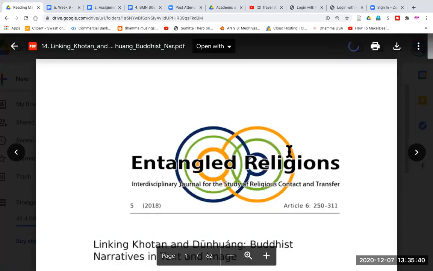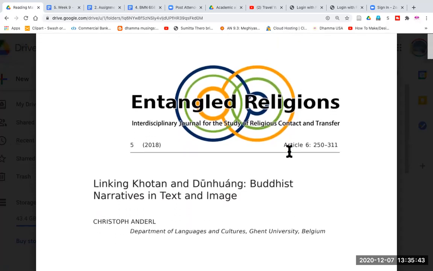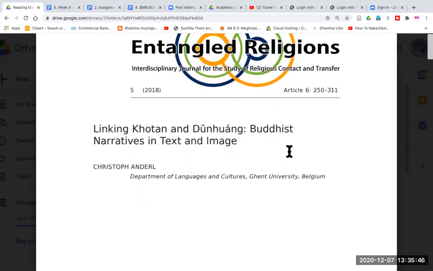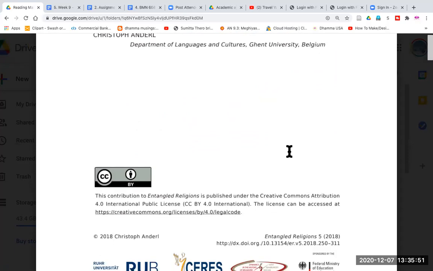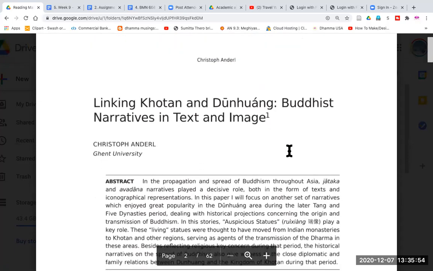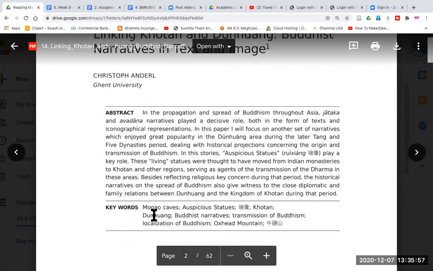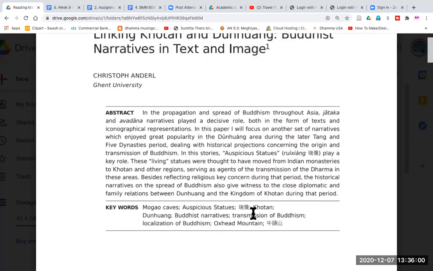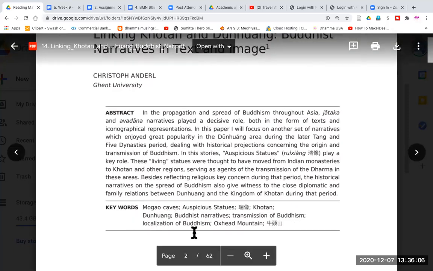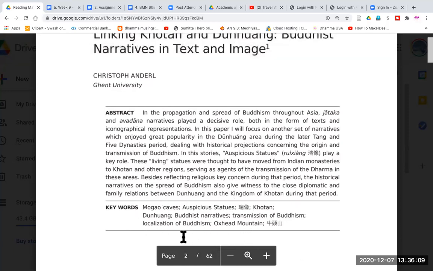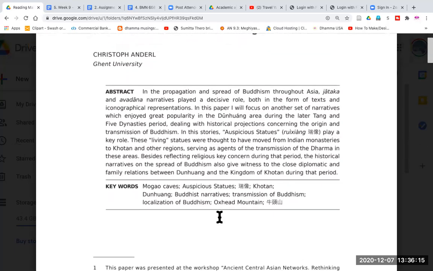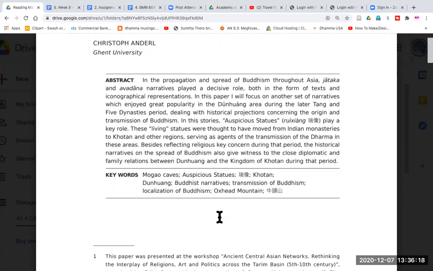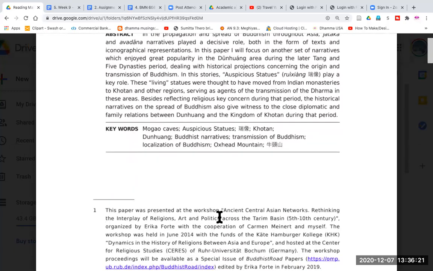And number 14 is about linking Khotan and Dunhuang Buddhist narratives in text and image. And I think this also will be, as I mentioned before, pretty useful. And here we have Mogao Caves, auspicious statues, Khotan, Dunhuang, Buddhist narratives, transmission of Buddhism, localization of Buddhism, and Oxhead Mountain. This is again about Buddhist archaeology and those beautiful caves, really important.